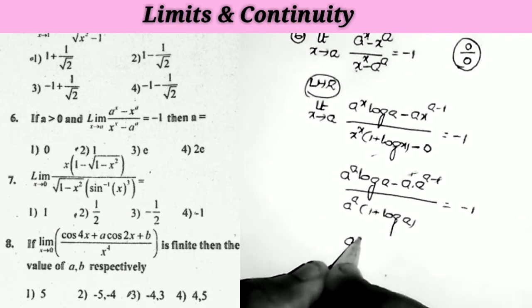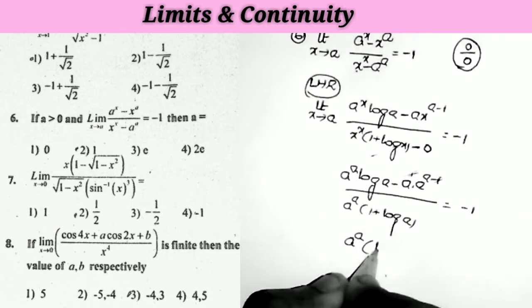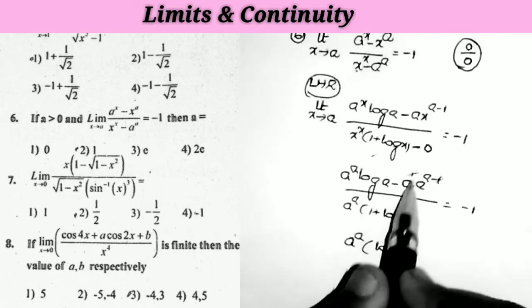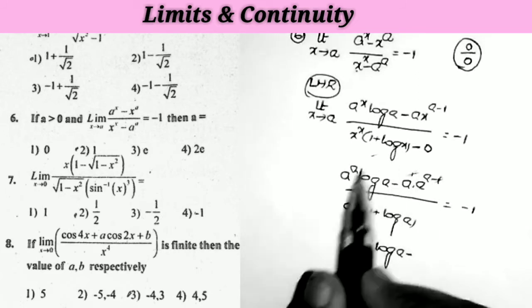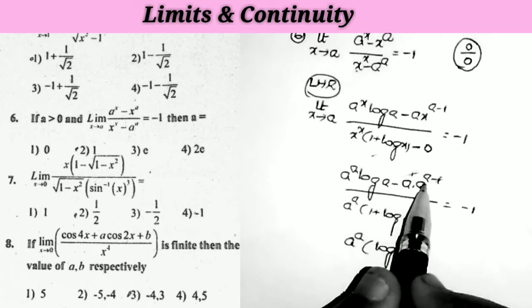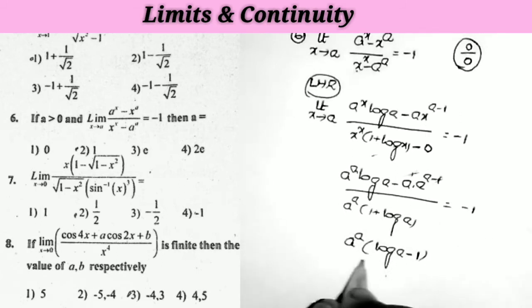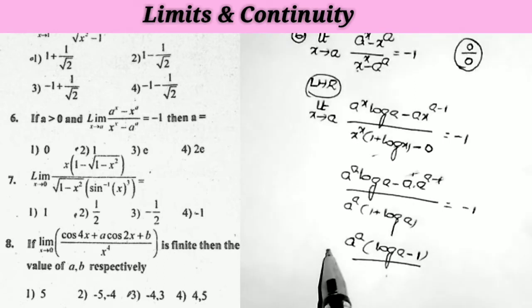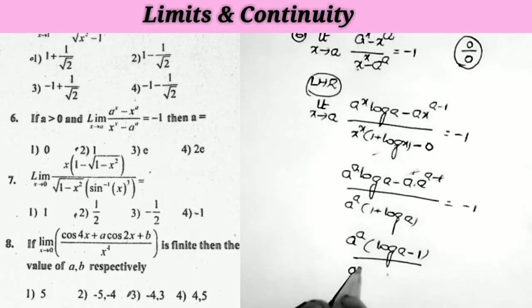Now taking a^a common from the numerator, we get a^a (log a − 1). Here this total value is a^a, and we take that value common, so the remaining value is only 1. Similarly in the denominator we take a^a common, leaving 1 plus log a, which is equal to −1. Now these two terms are cancelled.